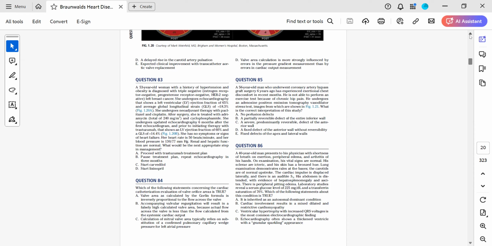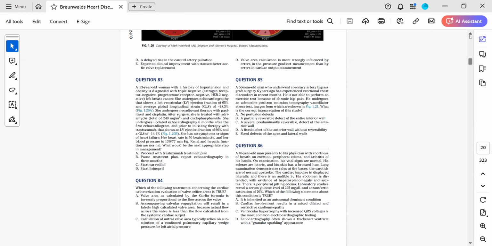A 56-year-old man who underwent coronary artery bypass graft 6 years ago has experienced exertional chest discomfort in recent months. He is not able to perform an exercise test because of chronic hip pain. So he undergoes an adenosine positron emission tomography vasodilator stress test, and the images are shown in the figure below. What is the correct interpretation of this study?